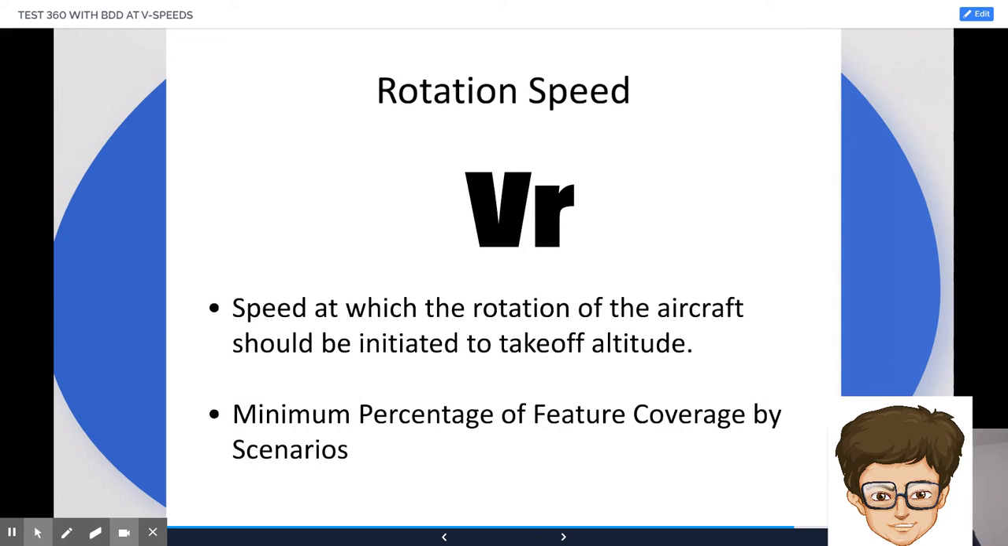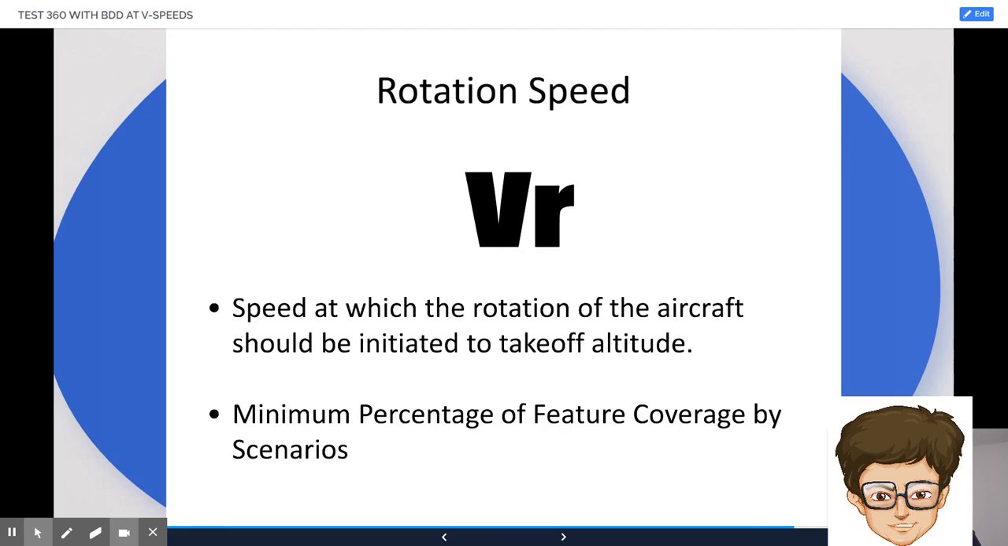Rotation speed is the speed at which the rotation of aircraft should be initiated for takeoff. Now, how can we apply this concept to the quality of our feature file? This is very specific to an aircraft, you say, right? But we can use it as an aid when we build our feature file. We can measure the percentage of coverage of a feature by the scenarios present in the feature file.